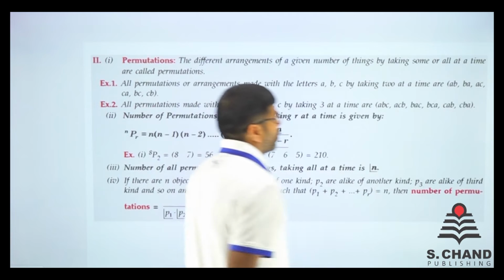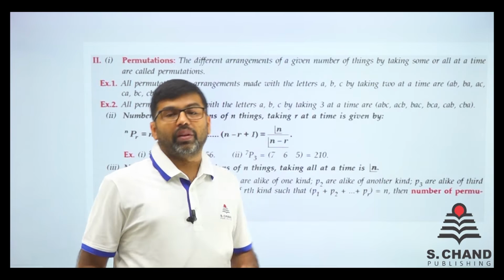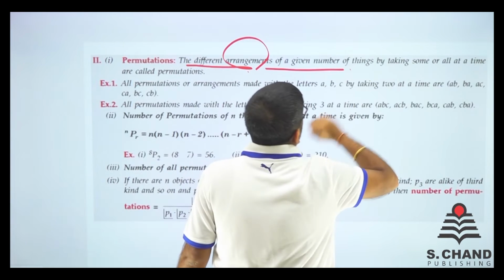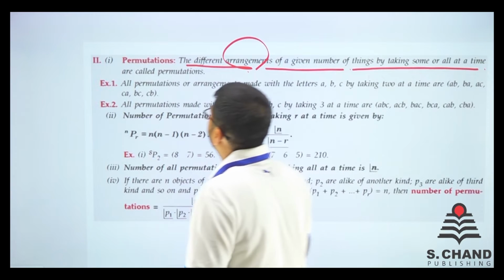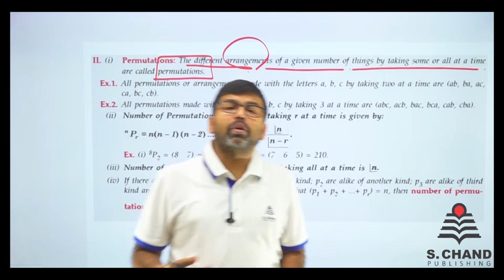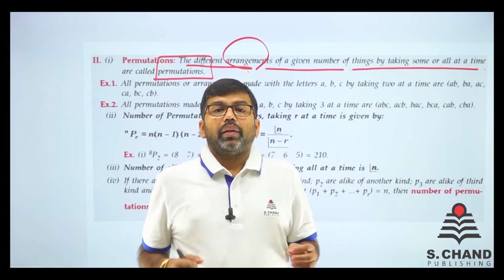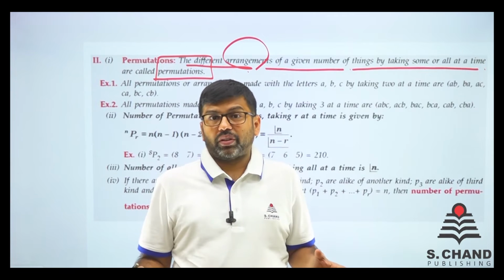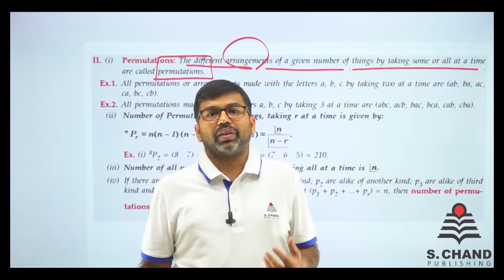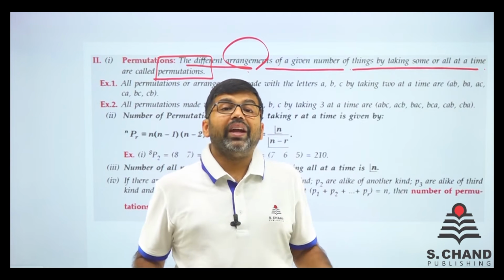Now we move on to the next concept which is given in the book, that is permutation. What exactly is permutation, right? Permutation is different arrangements of a given number of things by taking some or all at a time. For example, there are n number of books, so you need to arrange them in different ways. So how many ways will be there so that you can arrange it in all the different ways? It is known as permutation.